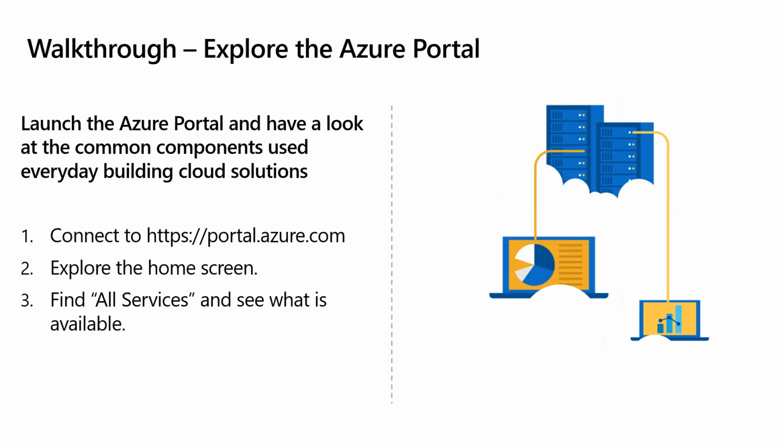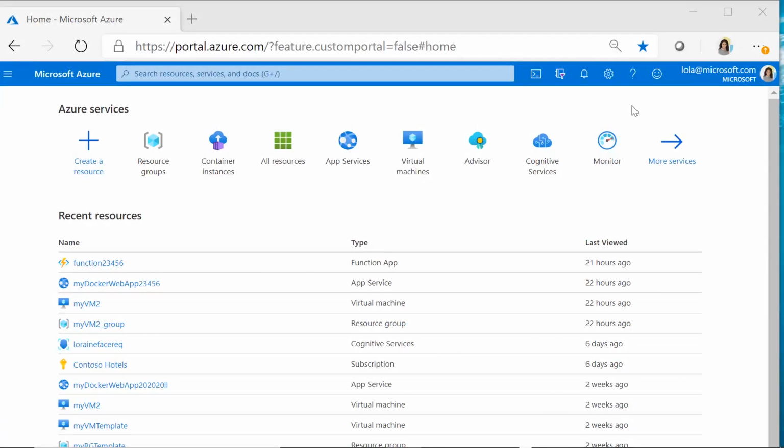We're going to jump into the portal and take a look around. So let's go. Here we are in portal.azure.com. Let's take a look at what the portal looks like in Azure. Starting from the right-hand side, we're going to make our way left as we cover all the buttons we pass.